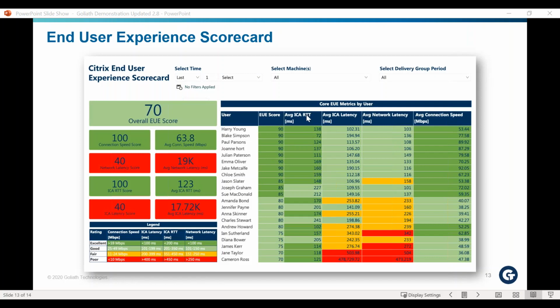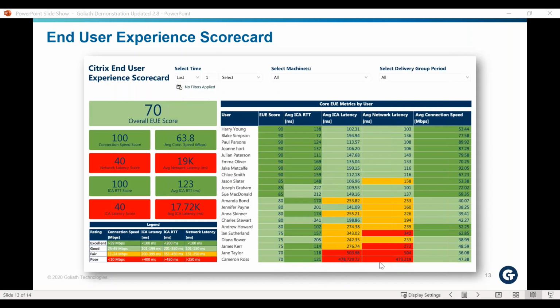And you're able to see, based off round trip time, ICA latency, network latency, connection speed, really the crucial data points to understand the user experience. And based off of what their metrics are saying, understand if that is excellent, good, fair, or poor, and then have that be scored so that at a quick glance, you're able to see, well, for Blake Simpson, everything looks good. His user experience score is a 90, but then you come down here and you see Cameron Ross's score is at a 70, which is again being driven by the legend.